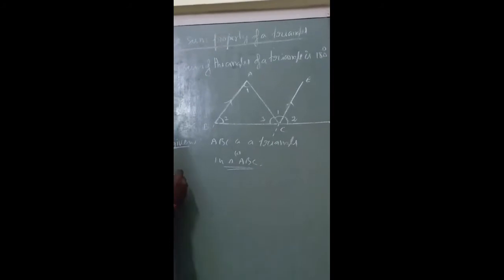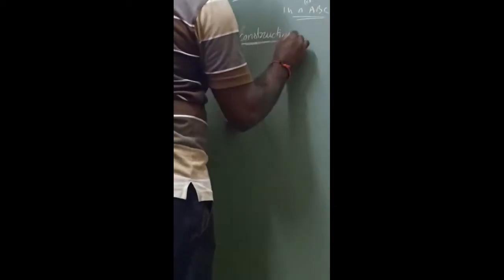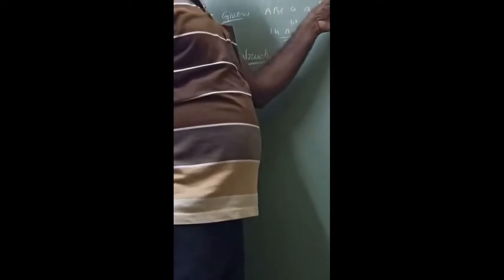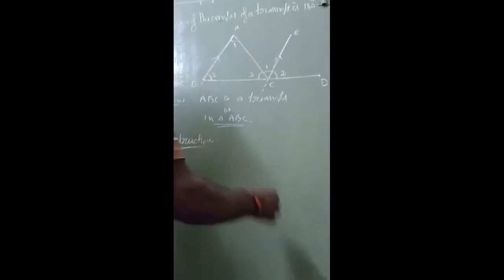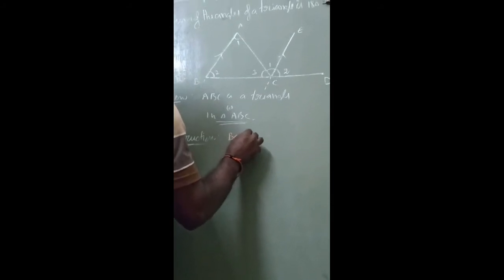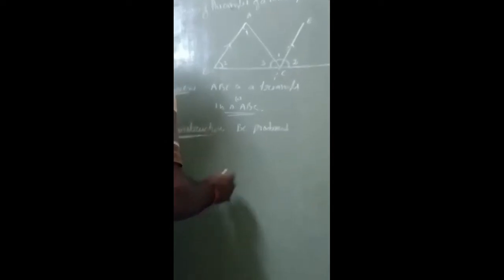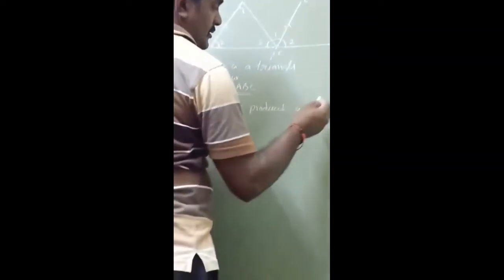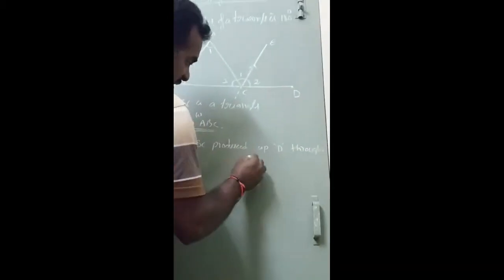First of all, the construction. What is the construction? BC is produced up to D through C.